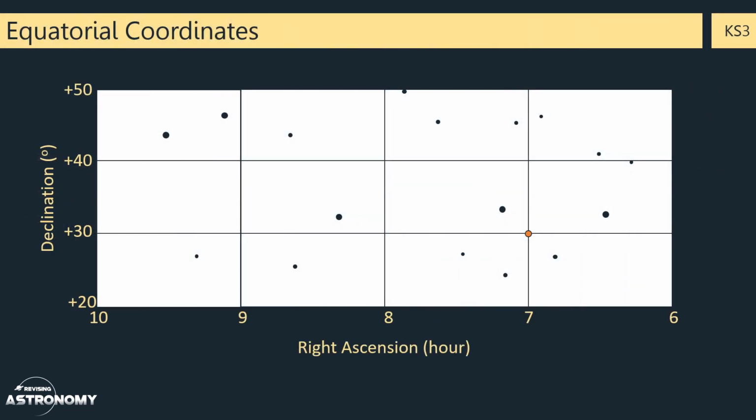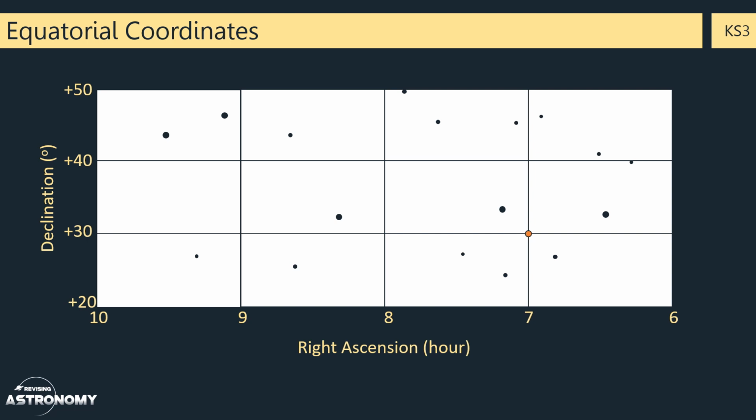In this video, we're going to look at how we determine the equatorial coordinates of a star using the right ascension, measured in hours, and the declination, measured in degrees. Let's start by trying to work out the equatorial coordinates of the orange star here. Firstly, we'll start with the right ascension.